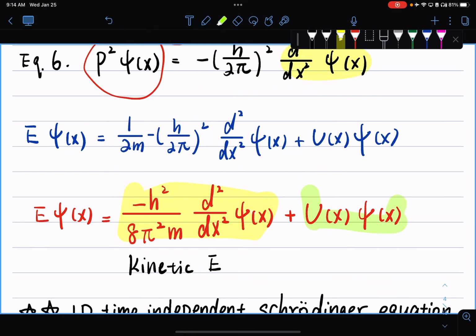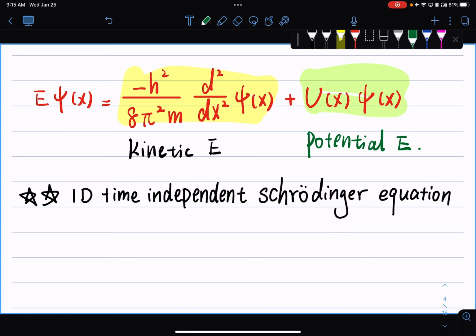And the second part, that's our potential energy. All right, so that's our one-dimensional time-independent Schrödinger equation. It's the same idea, right? Remember when we write it as the Hamiltonian phi x equals E phi x.